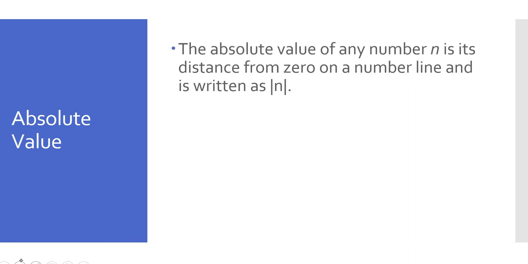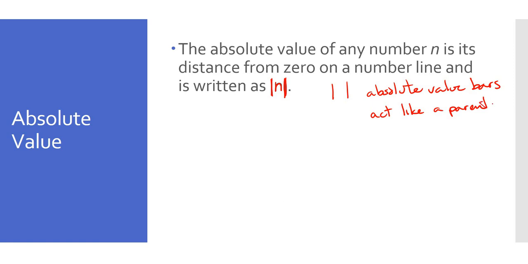The other thing we're going to talk about with our number line is absolute value. The absolute value of any number n is its distance from 0 on a number line, and it's written as absolute value of n. These are the absolute value bars. When I'm doing order of operations, they act like a parentheses. So if there's anything inside the absolute value, I'm going to do it first, then apply the absolute value symbol.